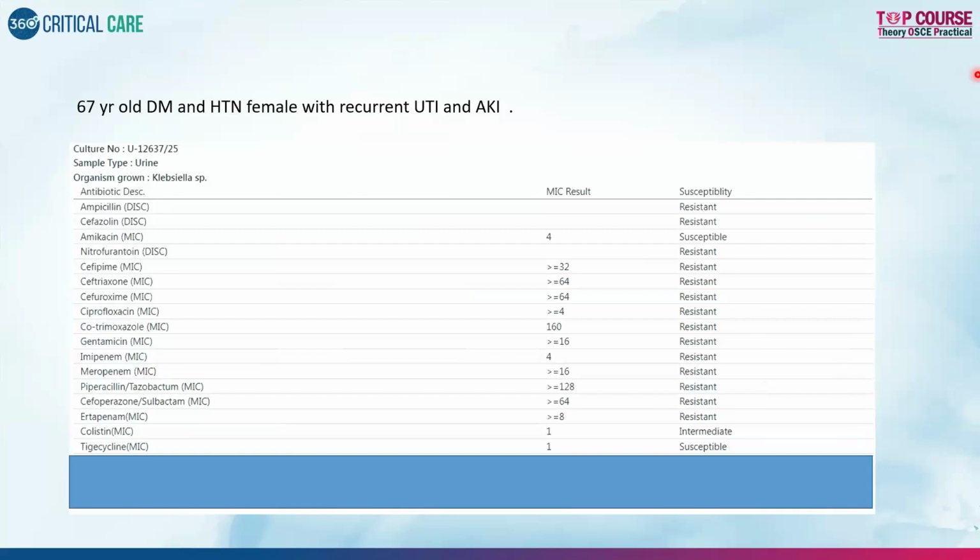How will you treat this patient? This is the report they will give you in the exam. A 67-year-old diabetic hypertensive female with recurrent UTI and acute kidney injury. What is your drug of choice right now?